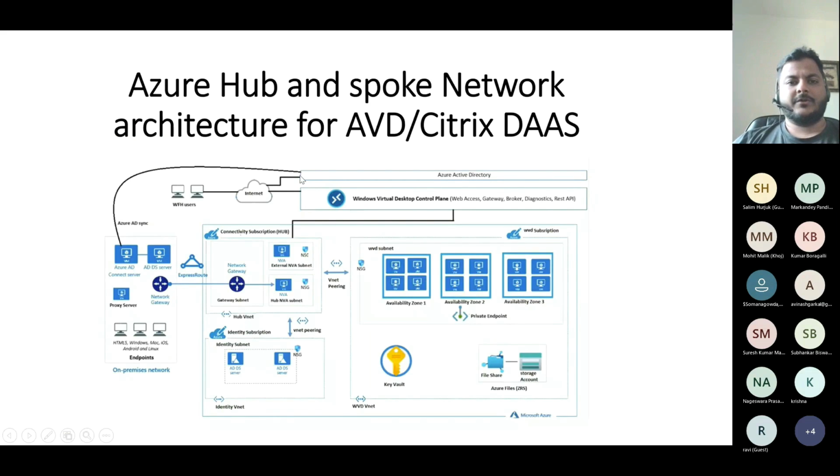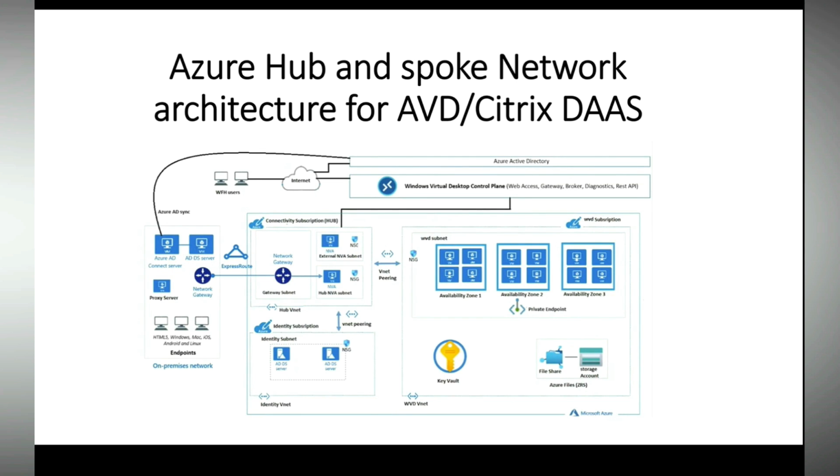So let's start our webinar, which is Azure Hub and Spoke network architecture for AVD or Citrix DAAS. In this webinar, we are going to discuss Azure Hub and Spoke network architecture for AVD or Citrix DAAS. Here you can see the high level design. We are going to discuss each bit and piece of this architecture. Maybe if you see it at this moment, you may not be able to understand, but at the end of this webinar, you will understand all the things: what is Hub and Spoke, why it is important for Azure VDI deployments, etc.